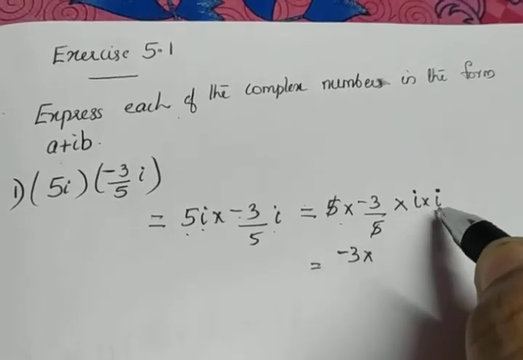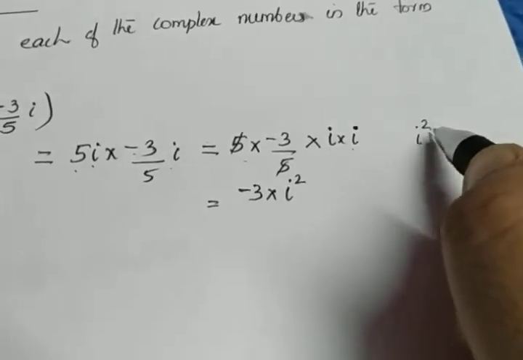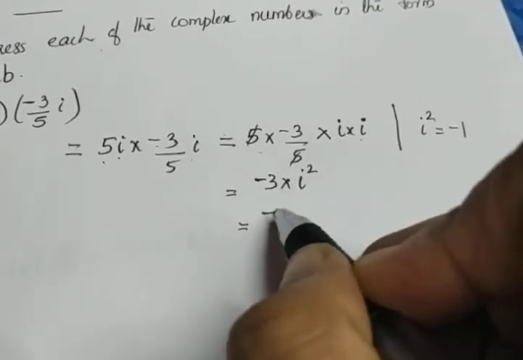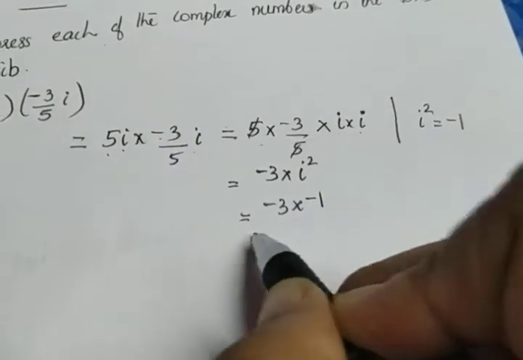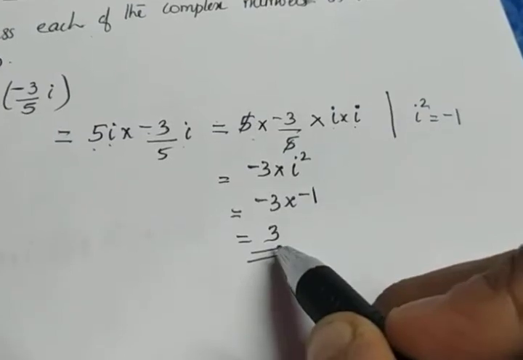And what about i into i? i into i is i square. And we have the value: what is i square? i square is minus 1. So we are getting minus 3 into minus 1, which gives you the value 3. Okay, if the question is to find the value, the answer is 3.